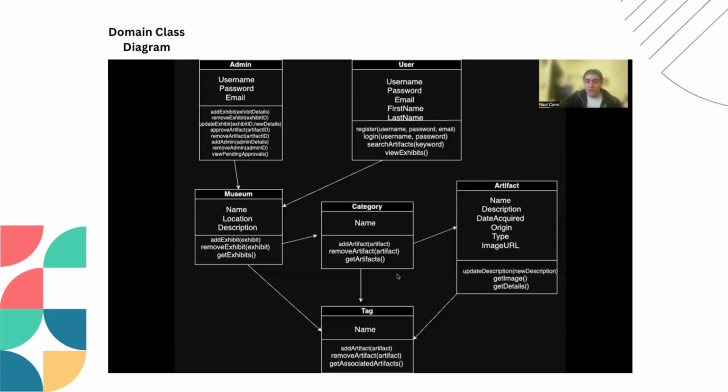And for the user class, there is register, which allows a user to register in the system with username, password, and email. Login enables a user to log into their account. Search artifacts permits a user to search for artifacts using keywords and view exhibits. Displays a list of available exhibits in the museum.